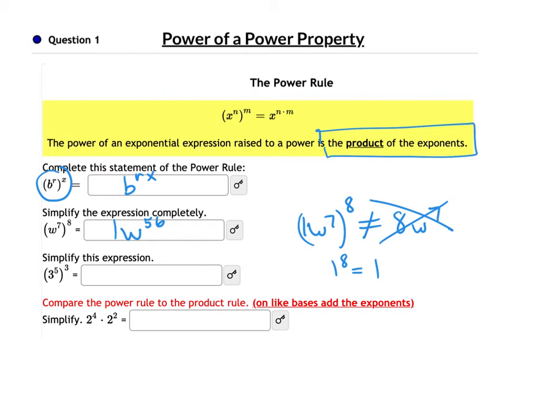3 to the 5th to the 3rd power is 3 to the 15th. You multiply your powers. Notice that the w didn't change in your answer. It was still a w. The 3 won't change. It's still a 3.